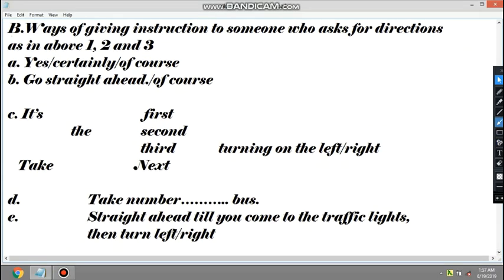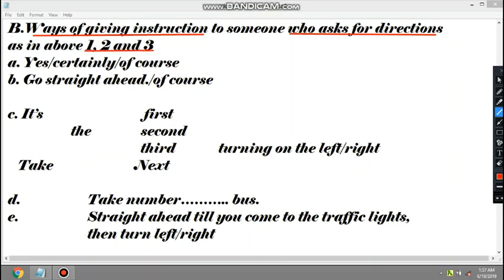Okay, ways of giving instruction, which means responses to direction. If someone asks you for direction, you are going to give him instruction. You are supposed to show him instruction. These are for question number 1, number 2, and number 3.